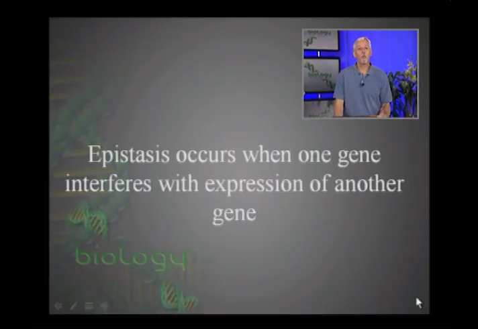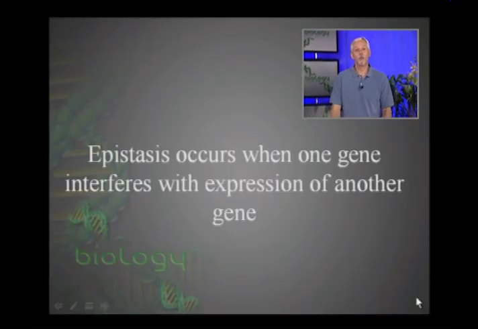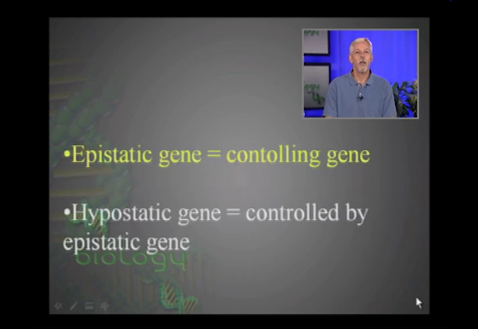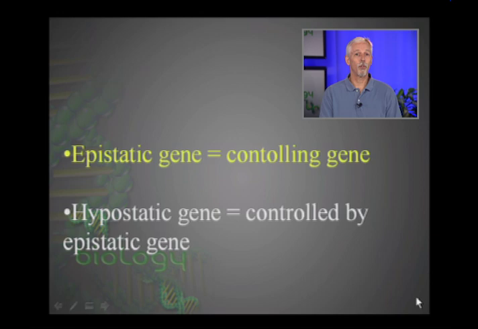So one of the things that can affect expected phenotypic outcomes is something called epistasis. Epistasis occurs when one gene interferes with or actually controls expression of another gene. So we actually are looking at interaction between two different genes here. When we have an epistatic situation, there's an epistatic gene, which is the controlling gene, and a so-called hypostatic gene, which is the one being controlled by the epistatic gene.